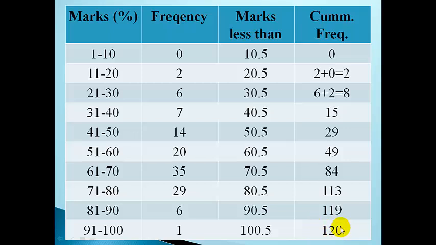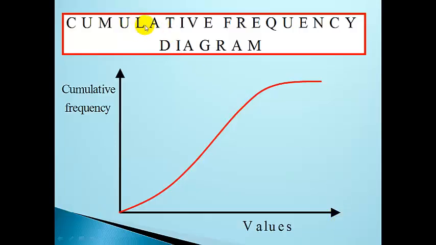Now let's proceed. This is an example of the cumulative frequency diagram. We have a graph of cumulative frequency against the values. When you plot the cumulative frequency against the marks less than, this is the shape that you are going to form. This is the shape that is going to come out.